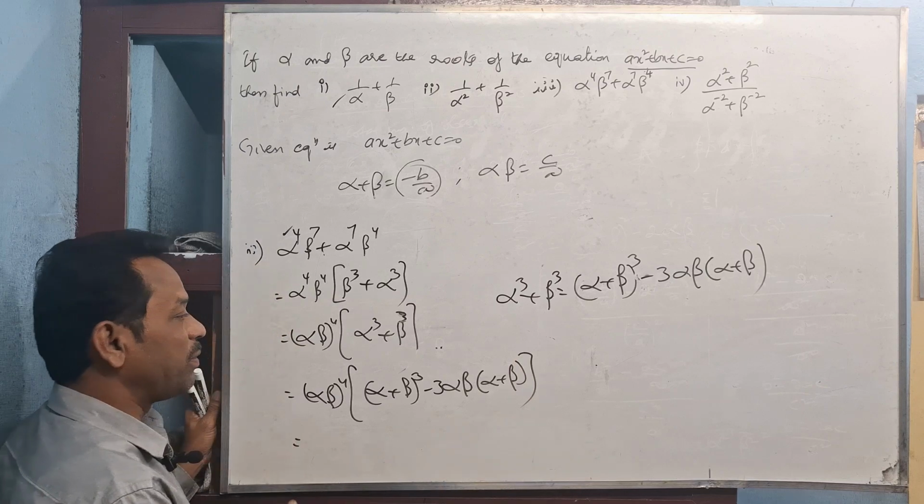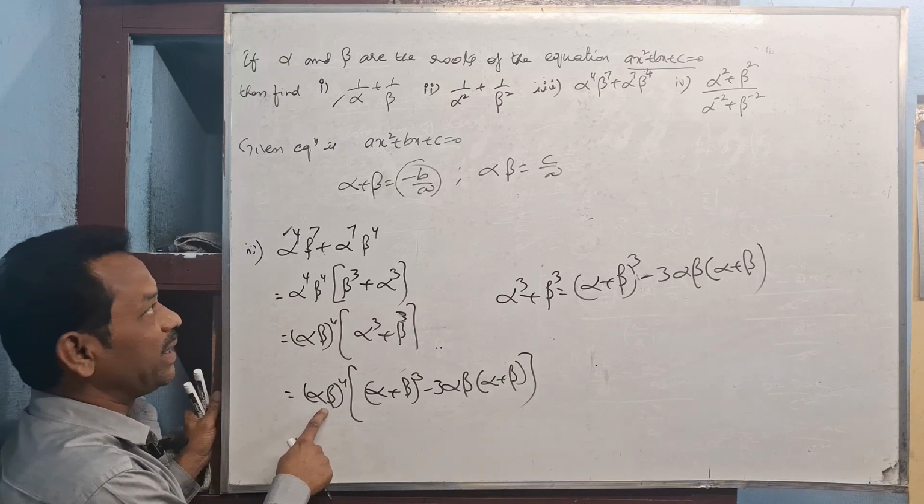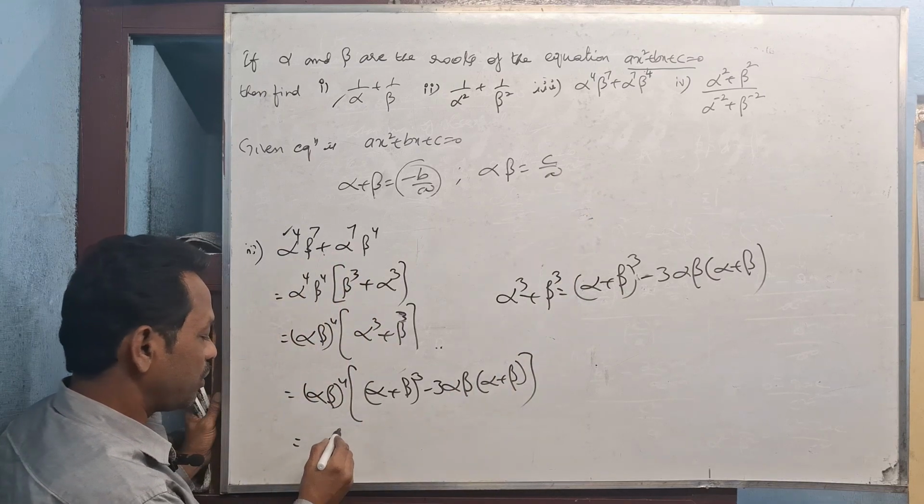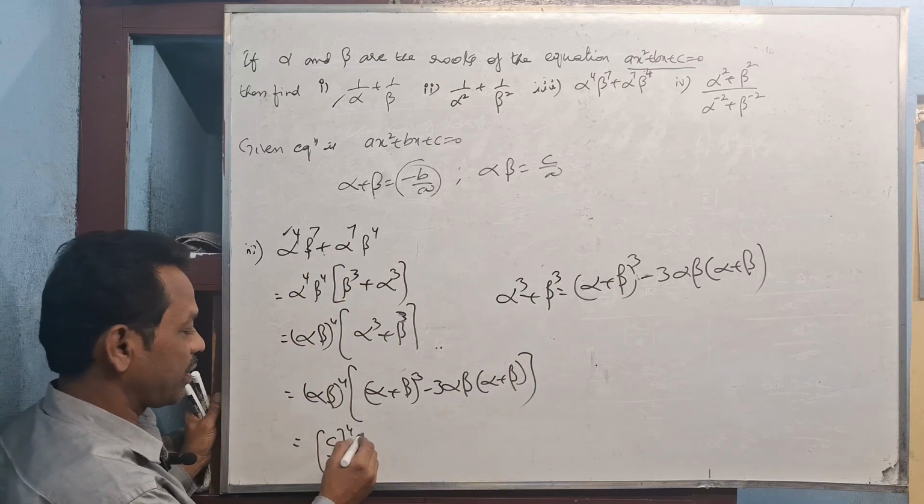Okay, now let me substitute the values. The value of alpha beta is c by a. So we'll take c by a to the power of 4 as it is.